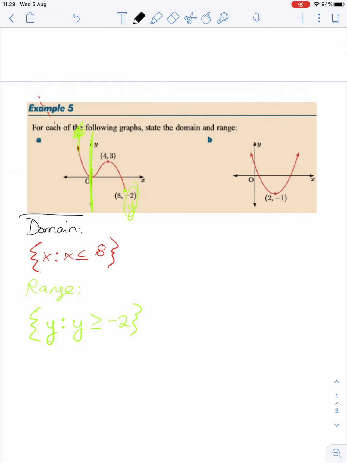There are your answers. This next one you can try on your own.